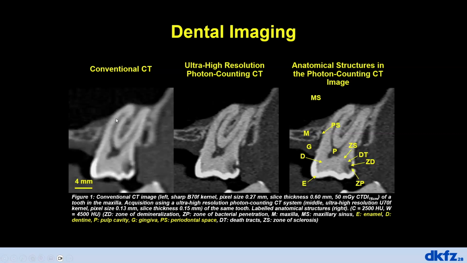On the left-hand side, you see the acquisition of a tooth of a patient acquired in a conventional clinical CT, and in the middle you see the corresponding acquisition performed in a photon counting system. And I guess we all can agree that the spatial resolution in the photon counting system is much better. The delineation of all relevant anatomical structures shown on the right-hand side is much clearer in case of the photon counting system. You can clearly see this lesion in this tooth over here. And I guess this makes a point for dental imaging in clinical photon counting CT.